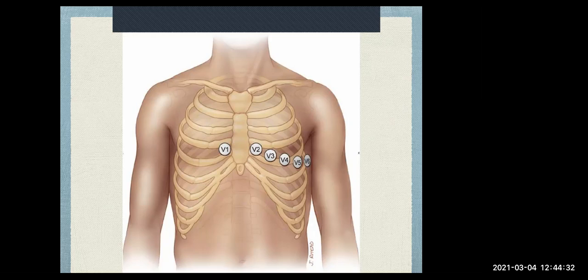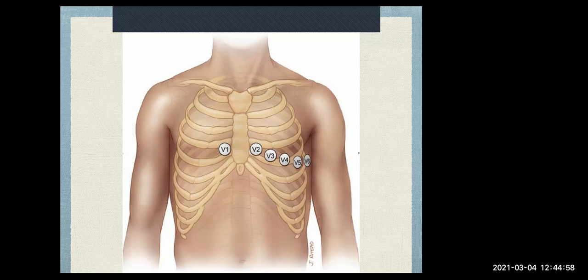So the chest or precordial leads: we've got V1, V2, V3, V4, V5, and V6. V1 and V2 are in the fourth intercostal space on either side of the sternum. V4 is in the mid-axillary line, just a bit lower down. V3 is in between V2 and V4. V5 is in the fifth intercostal space, anterior axillary line, and V6 is mid-axillary line.